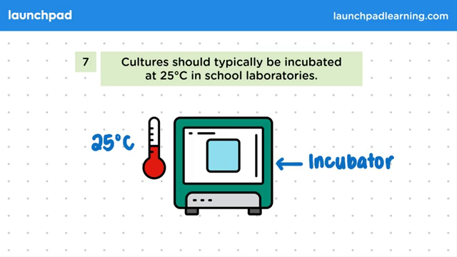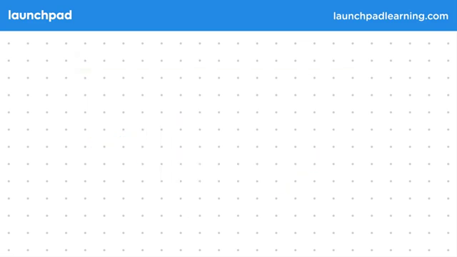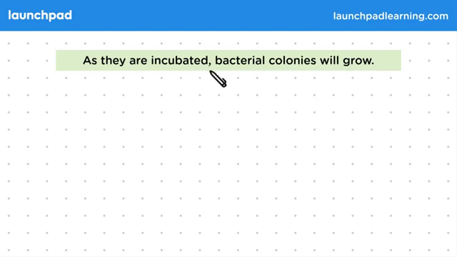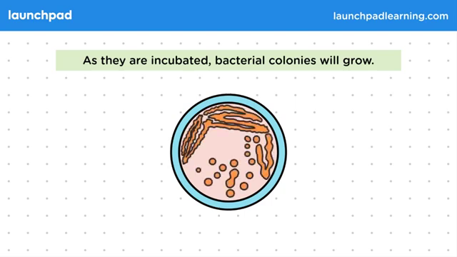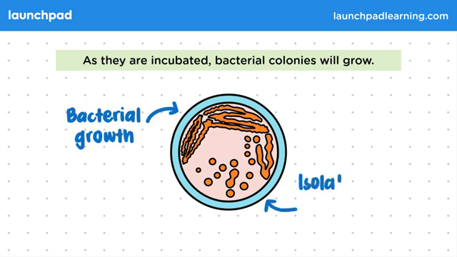You are expected to be able to explain why cultures are incubated at 25 degrees Celsius in school labs for your exam. What will our Petri dishes look like after incubation? As they are incubated, bacterial colonies will grow. The growth patterns that we'll see should look roughly like this. You can see how the bacterial growth has followed the pattern of our streaking. Thanks to the dilution that our streaking method achieved, we can see isolated colonies.